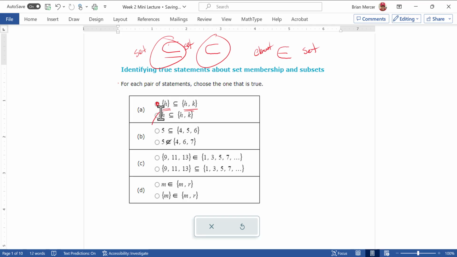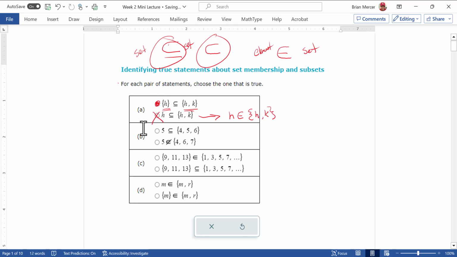This one is definitely not true. The reason it's not true is H is an element. H isn't a set when you write it that way. If I were going to correct it, I would say H is an element of the set that contains H and K. So the first one is correct.